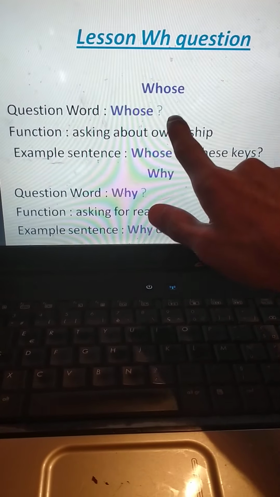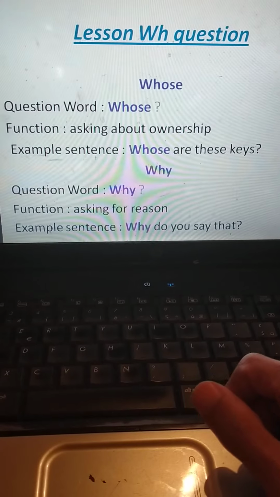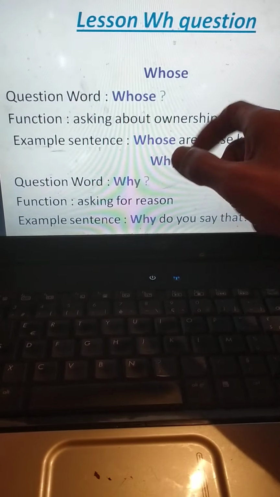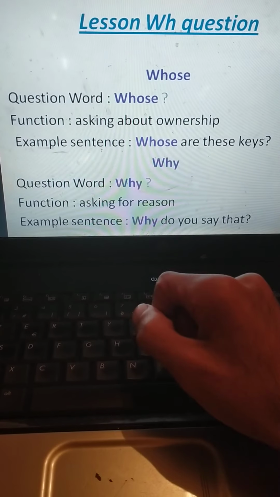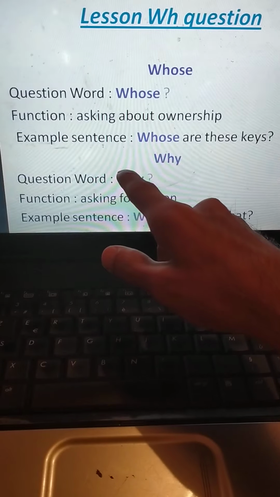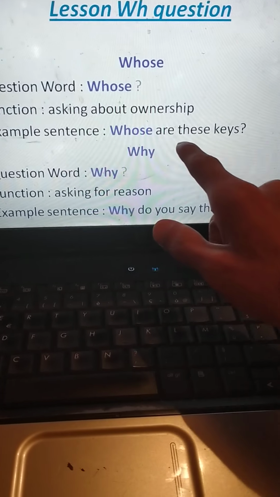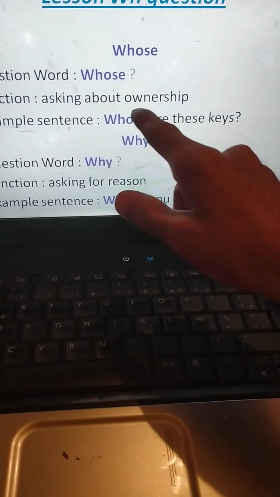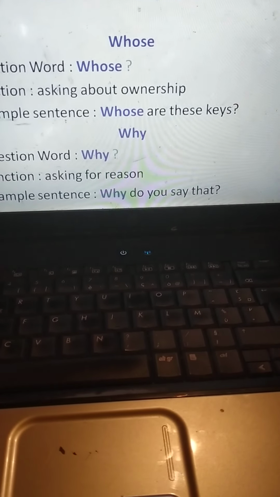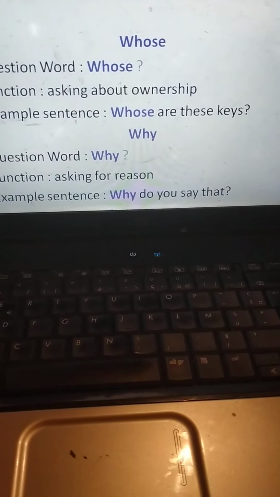Now we have whose and why. The question word is whose. Function, asking about ownership. Example sentence: whose are these keys? Or whose are these cars? Okay?